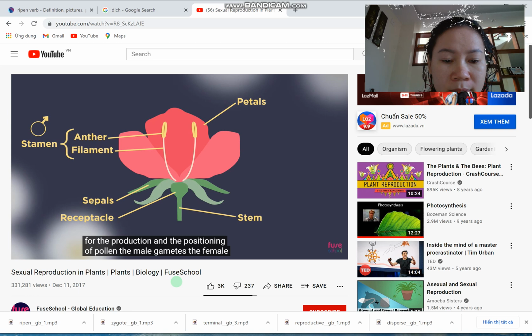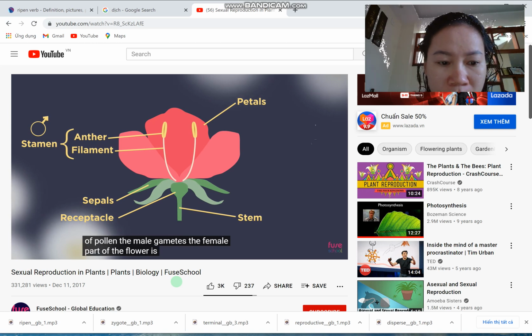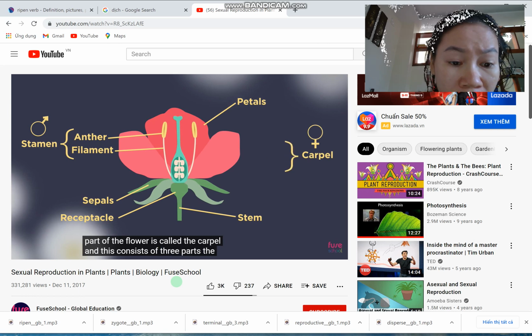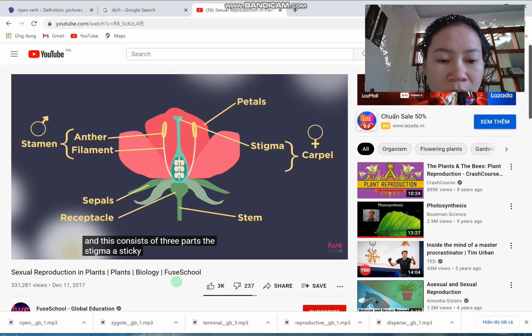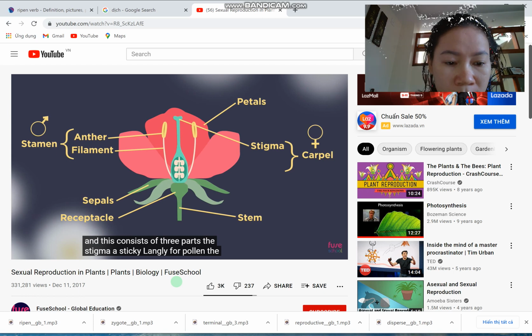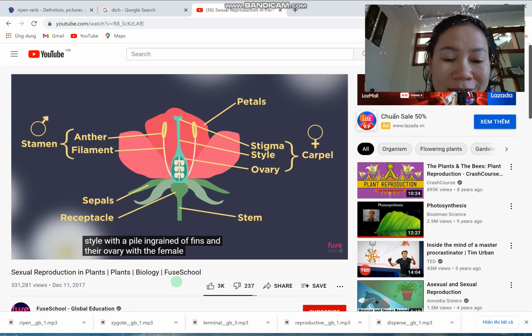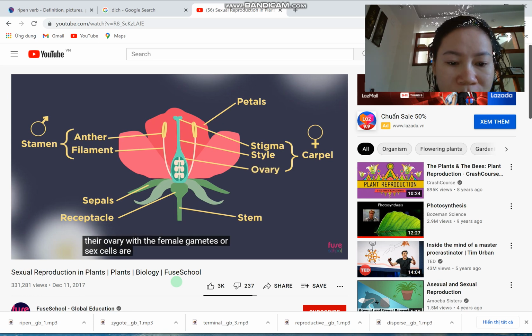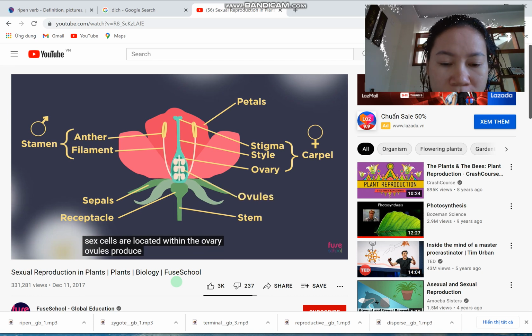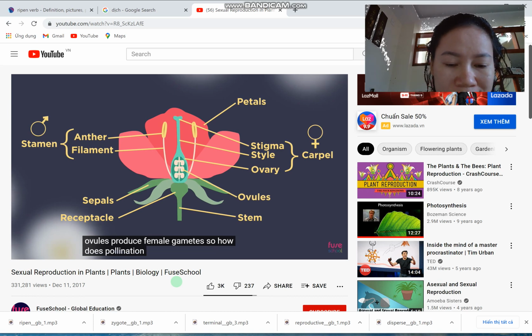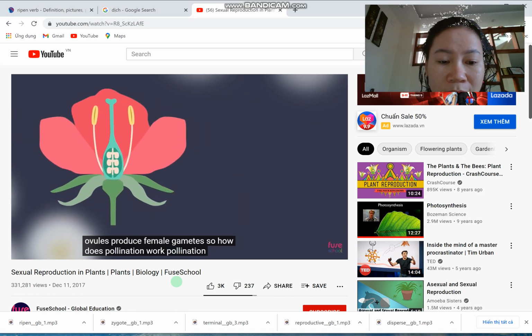The male gametes. The female part of the flower is called the carpel, and this consists of three parts: the stigma, a sticky lump for pollen, the style, and the ovary. The female gametes, or sex cells, are located within the ovary. Ovules produce female gametes. So how does pollination work?